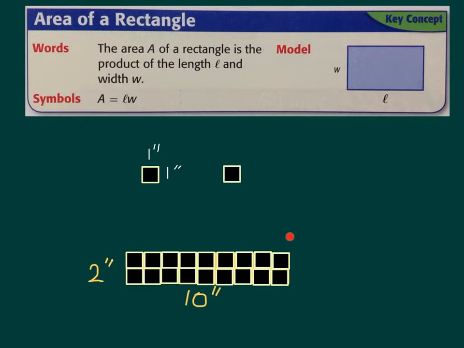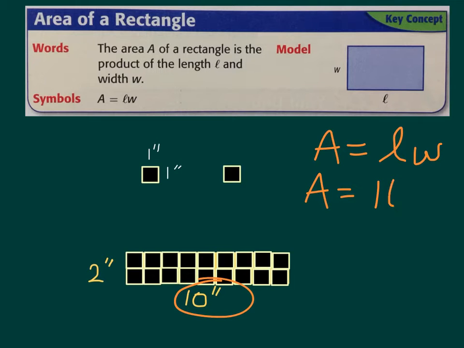However, you don't want to have to do this every time you find the area, so that's where we use the formula and make it easier on ourselves. I start by writing my formula out. Area equals L, remember, make the L like a cursive, the length times the width. Now I just plug in my numbers. The length of this is 10 inches, and the width is 2. I know I'm going to multiply those. So my area equals 20, and again you have to have your label. The units are squares, so I'm going to write inches with the exponent of 2, which is squared.